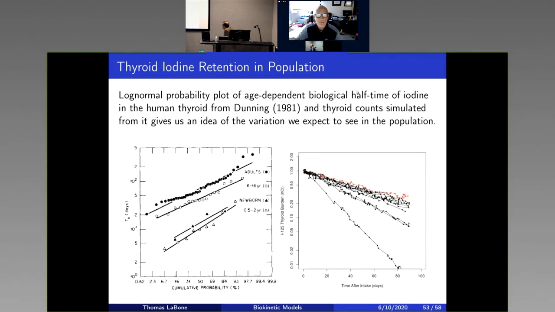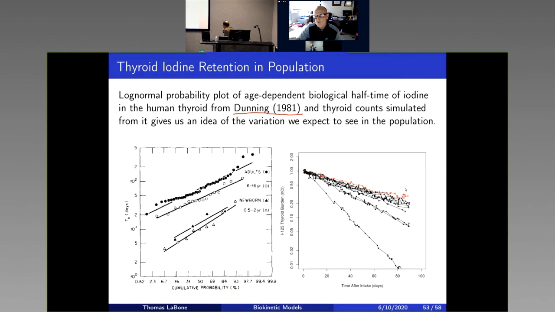This is from Dunning. I think this reference was mentioned also in the series so far. What he talks about is the distribution of thyroid retention half-lives in the population. And so he pretty much comes up with a log normal distribution. From that log normal distribution, using the characteristics of the thyroid count data I had, I generated 10 different people, showing how the next person coming in, if they had the same sort of intake, how their thyroid burden versus time would look.